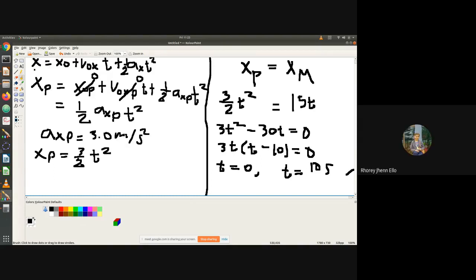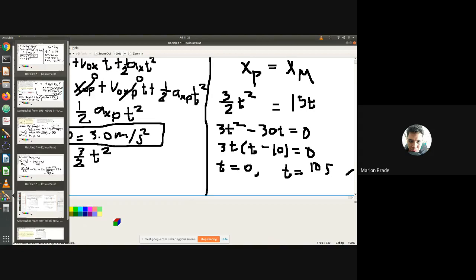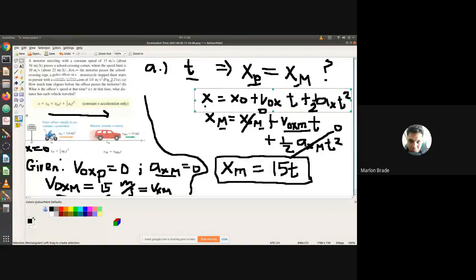Guys? Sir, asa nagikan ang 3 over 2? Kanang sa AXP bitaw, sir. Okay. So, ang AXP, tanawan ng equation. Ang AXP is equals to 3.0 meter per second squared, di ba? Given siya sa problem. Di ba ang P kay police officer? Ang M kay motorist.